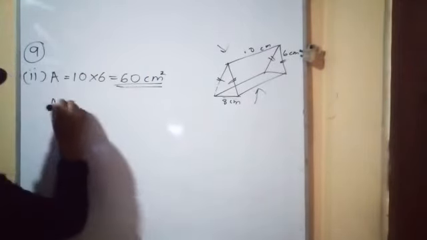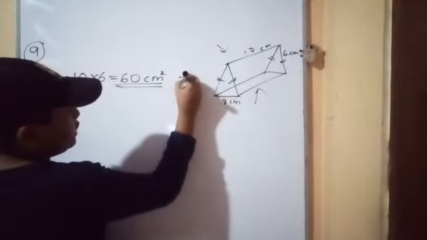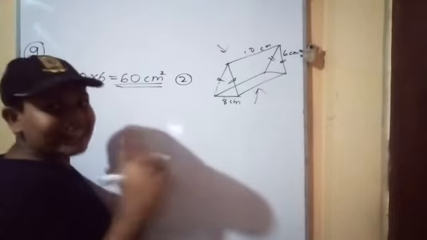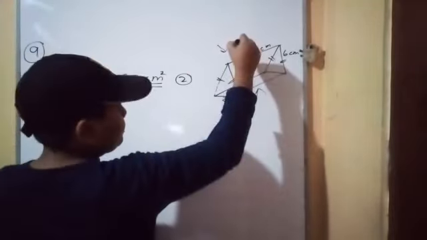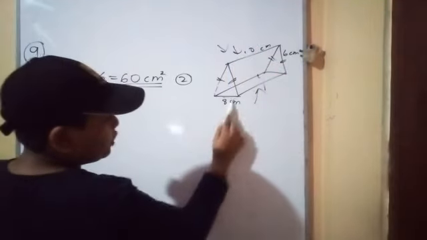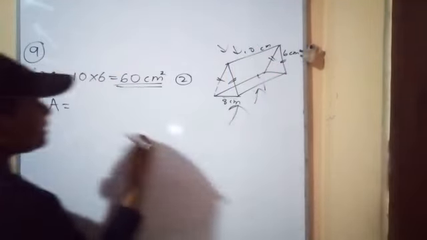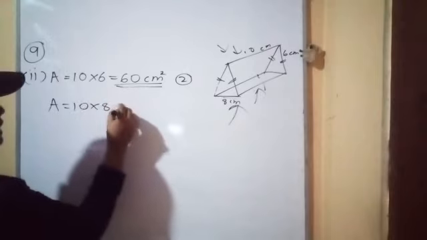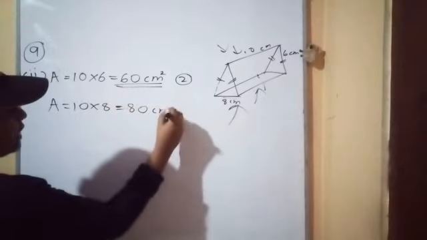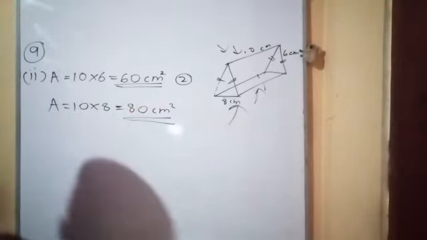Now next, again. Now they have 2, because they have the same. Another one also same. This one also same. This 2. Now the bottom has 10 multiply 8. That's 80 square centimeters.